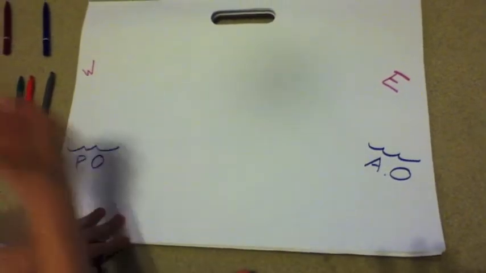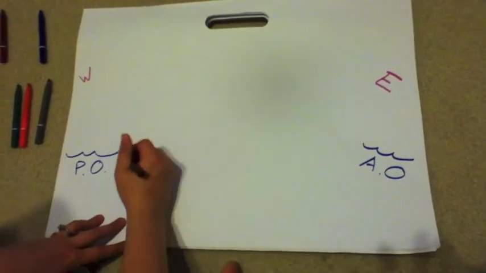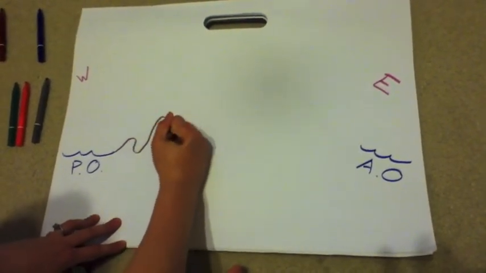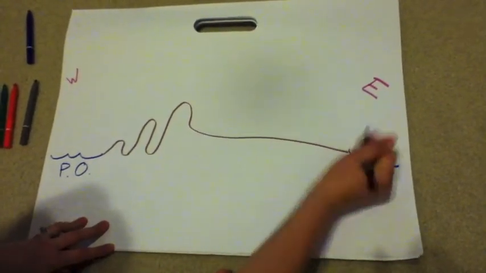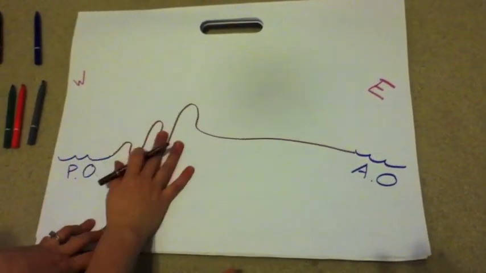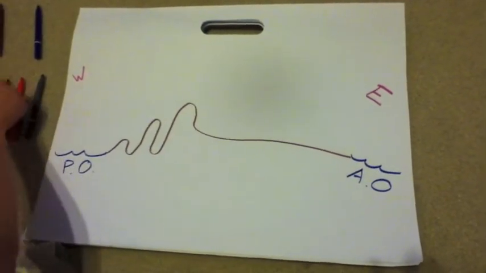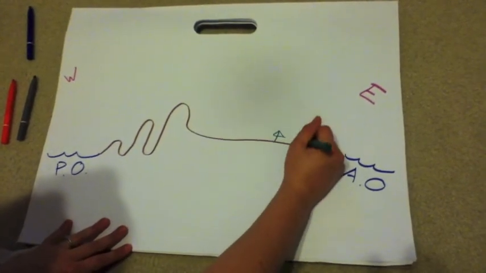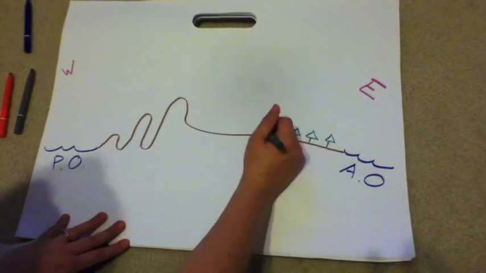Now, if we look at it sideways, the United States is not a flat line. We have mountain ranges. It would look something like this. Notice that the West Coast has the mountains while the East Coast doesn't. Now, on the East Coast, we have lots and lots of vegetation. Lots of trees, lots of flowers, lots of bushes.